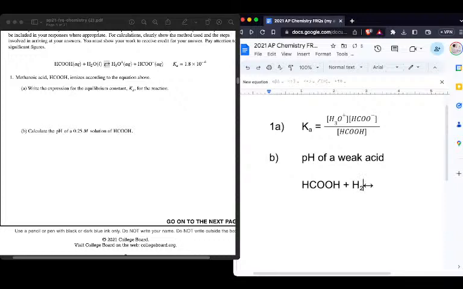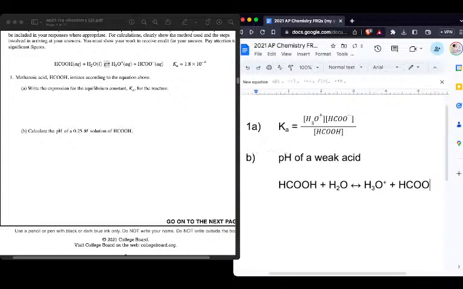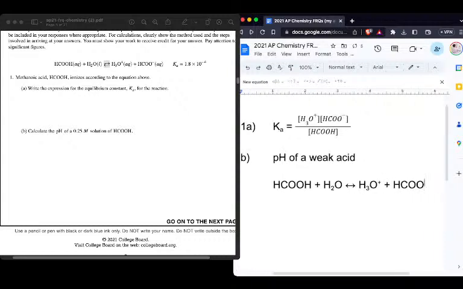HCOOH plus H2O, making H3O plus and HCOO minus. My initial concentration of the weak acid is 0.25 moles per liter. I honestly do not care about water. I'm starting out with about 0 H3O pluses and none of the weak acid's conjugate base.